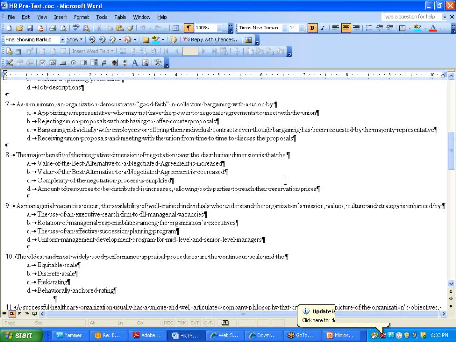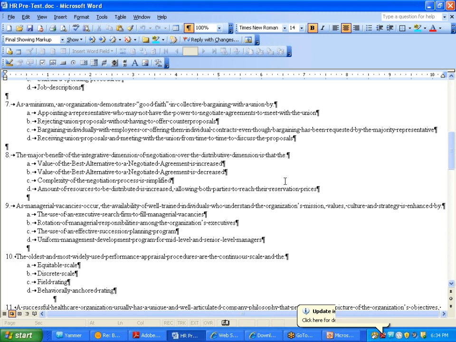Let me see here. The major benefit of the integrative dimension of negotiation over the distributive dimension is that A, the value of the best alternative to a negotiated agreement is increased. B, value of the best alternative to a negotiated agreement is decreased. C, complexity of the negotiation process is simplified. D, amount of resources to be distributed is increased, allowing both parties to reach their reservation prices. Okay, I have no idea what I'm answering.